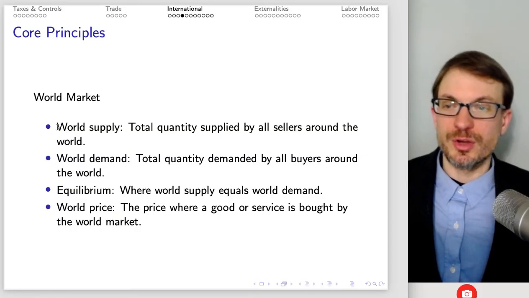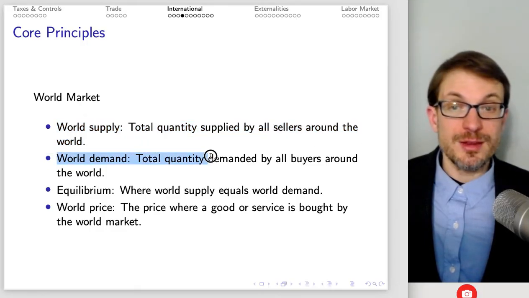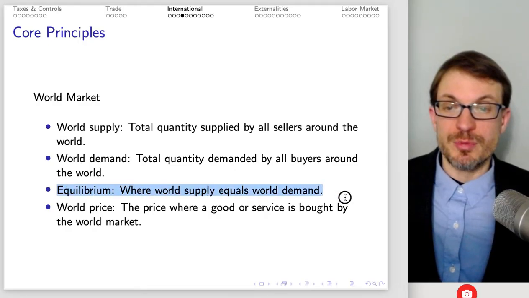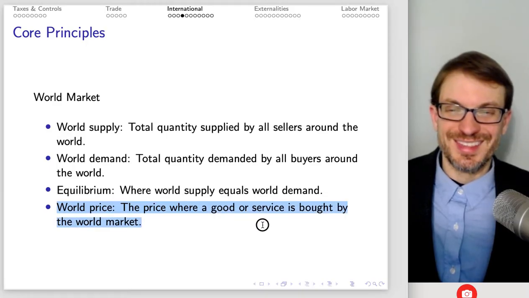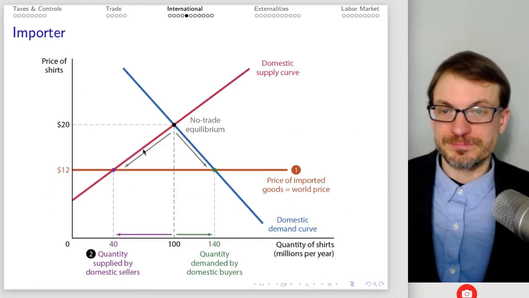By the world market, we mean the world supply, the total quantity supplied by all sellers around the world. World demand is the total quantity demanded by all buyers around the world. Then the equilibrium is where the world supply equals the world demand. Then we have the world price. That's going to be the price that the good or service is bought at in the world market.